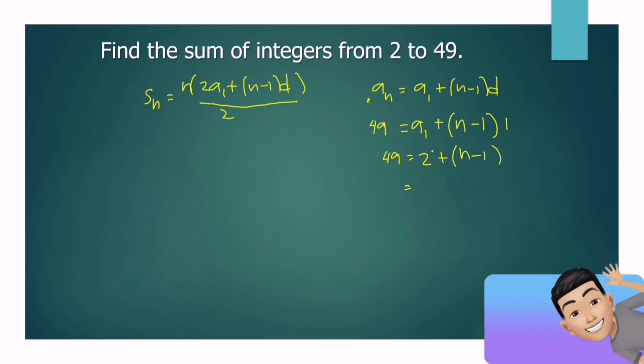Combine the like terms natin, no? 2, n, anong 2 minus 1? 1 na lang, so 49. Now, we have n equals to 49 minus 1, n equals to 48. Okay, so now, we can have the sum of the integers from 2 up to 49. Kasi alam natin that there are 48 integers. So, included si 2 at saka si 49 doon.